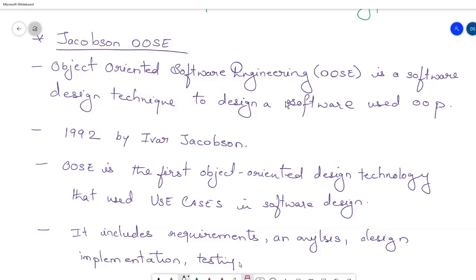The first one was Rumbaugh, who proposed three models: the object model, the dynamic model, and the functional model. The second was the Booch OMT, which emphasizes analysis, that is, the customer requirements and the domain analysis. And the third one was Jacobson OOSE, who proposed use cases in software designing, and included the requirements gathered, then analysis, design, implementation, and testing. So these were the three OMT techniques.